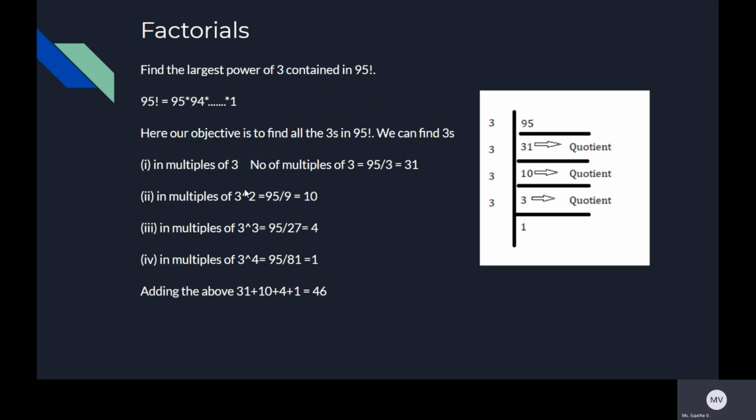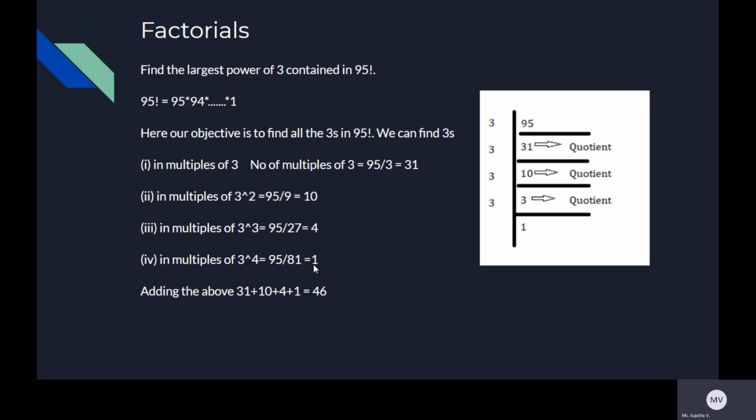Next I have to find the multiples of 3 square. The next set of 3's I'll get there. So 95 by 3 square, or 95 by 9, I get 10. So I have 10 multiples of 9 in 95 numbers. Then the next power of 3 is 27. So multiples of 27 I get 4. And multiples of 81 again I get 1. So there I stop.